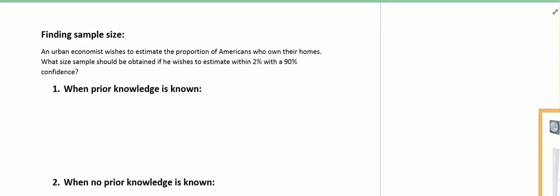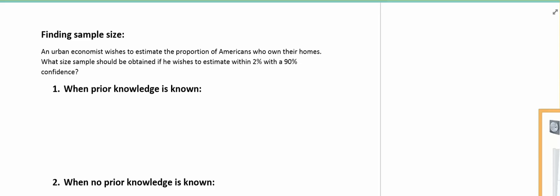Hi again. This is the second part of 6.3 where we need to find the sample size. This is a fairly common thing to need to do in real-world statistics, where what is the minimum amount of people that we need to sample in order to stay within a certain amount of error. Okay, so let's take a look at a particular problem.